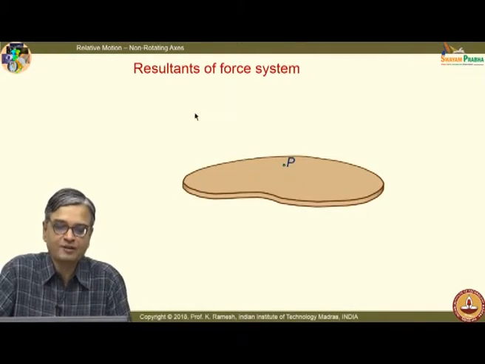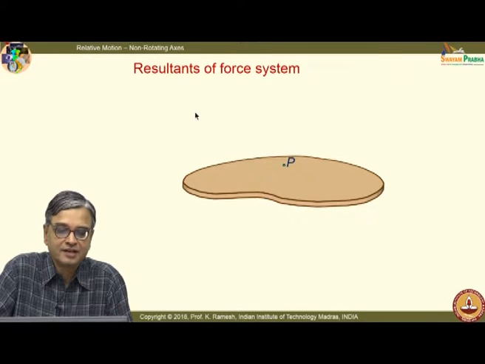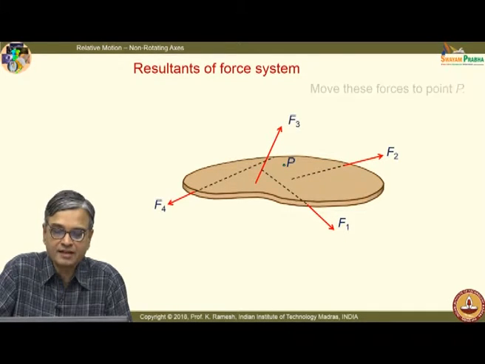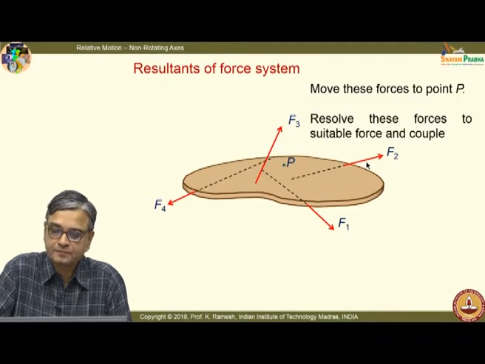And now we go back to our review of statics when we wanted to find out the resultants of a force system. Several forces are acting on this body. They are not concurrent, and you make it concurrent by your understanding of moving a force from its line of action to another point by a force and a couple. So, this is what we had looked at.